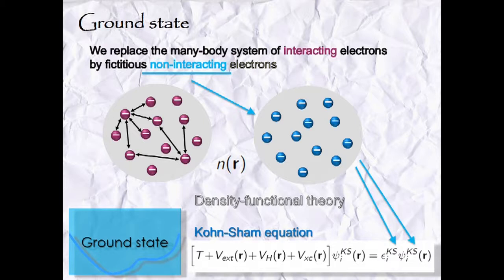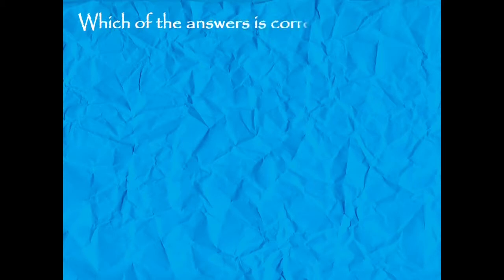So this is nice. We have found the single particle-like equation to be solved for our many-body problem, but the problem is these energies here, the band structure, cannot be interpreted. So that means if we want to go to excited states, we have to do better. And doing better means that we go up in methodology. But now I have another question for you. Which of the answers is correct?